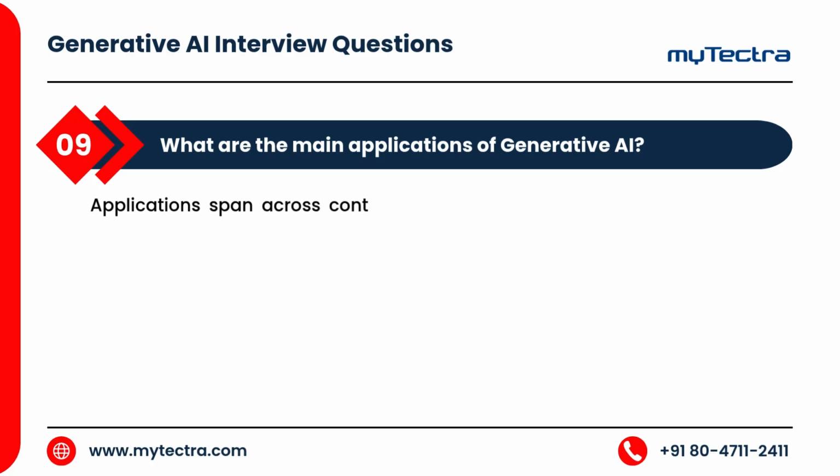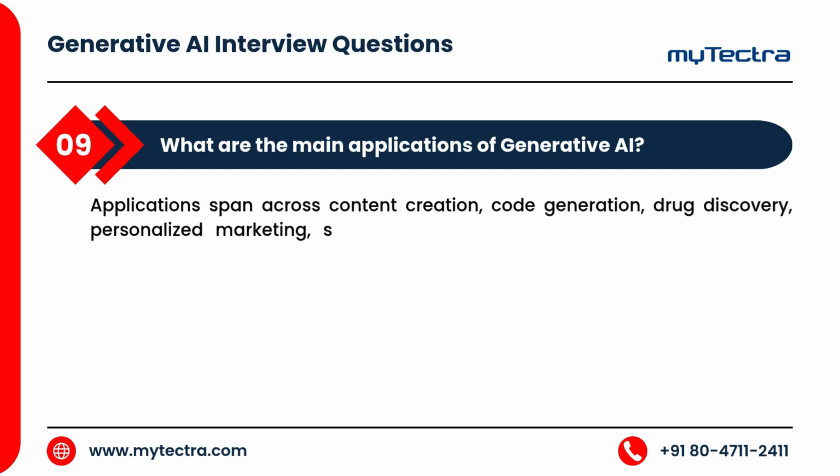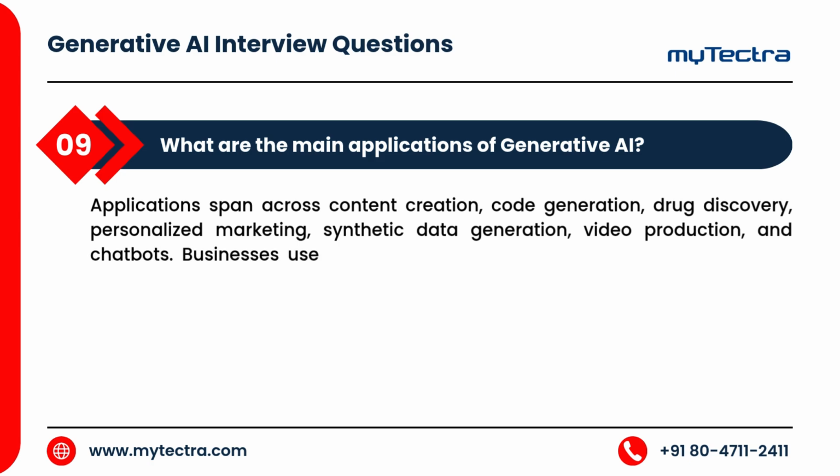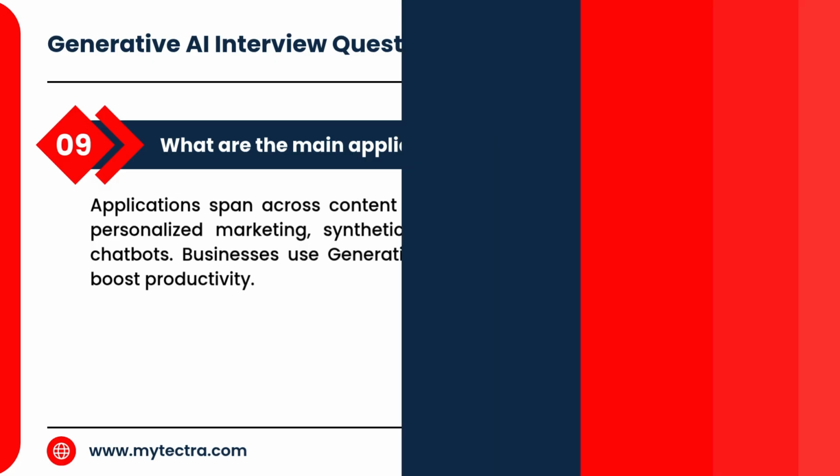What are the main applications of generative AI? Applications span across content creation, code generation, drug discovery, personalized marketing, synthetic data generation, video production, and chatbots. Businesses use generative AI to automate creative workflows and boost productivity.